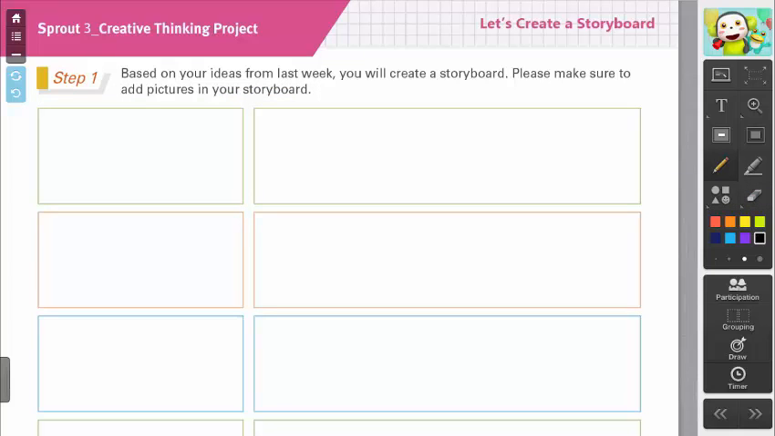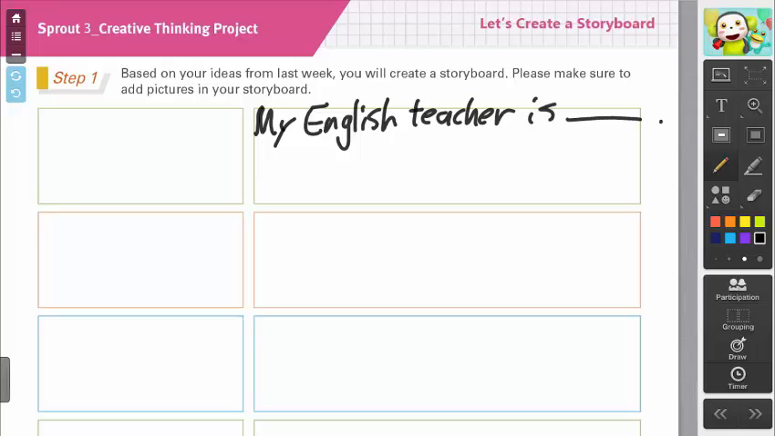So make sure you're looking at your CTP book from last week. Remember, we brainstormed this all last week. Let's talk about who first, okay? So who is in this story? Very good, your English teacher. So your English teacher, who is your English teacher? Very good, so my English teacher is, let's write this down guys. My English teacher is who? Write it down here.